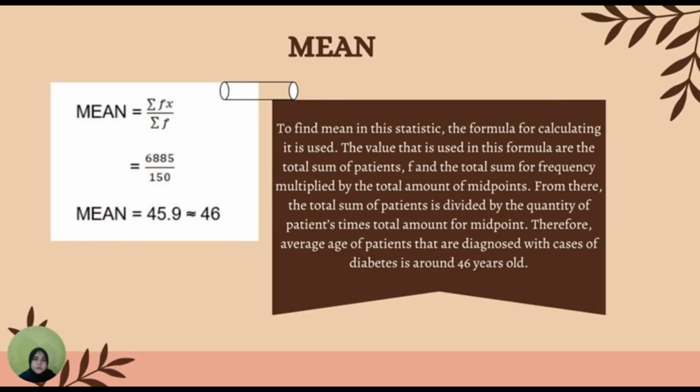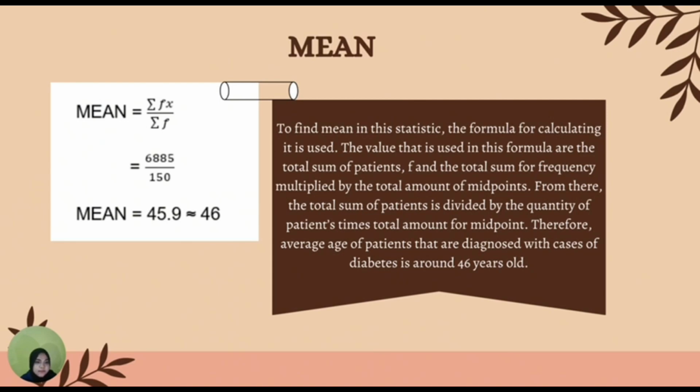First of all, to find the mean in statistics, a formula is used. The values used in this formula are the total sum of patients, F, and the total sum of frequency multiplied by the midpoint. From there, the total sum of fx is divided by the total number of patients.